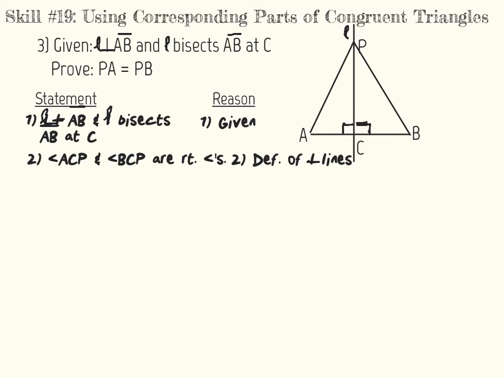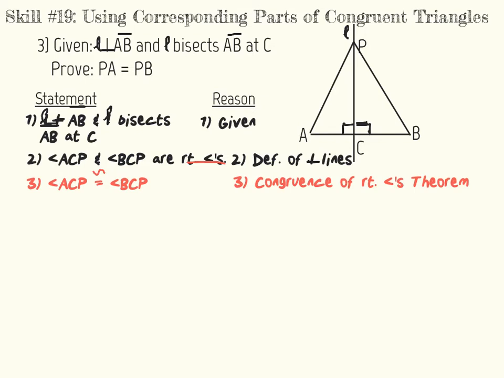Okay, the next part I'm going to look at is the fact that if these are both right angles, then they have to be congruent to each other by one of our theorems that we've talked about. So angle ACP is congruent to angle BCP by the congruence of right angles theorem.